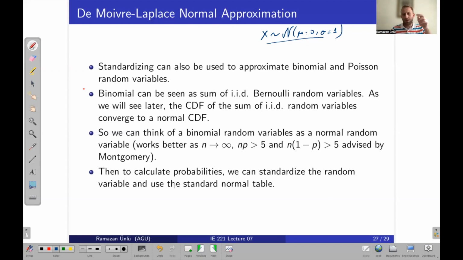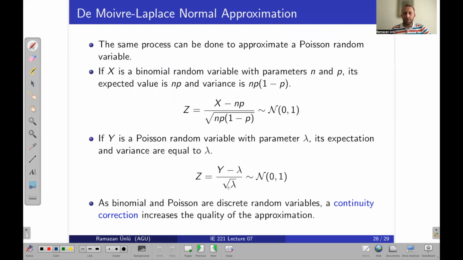What that means is we can standardize those random variables from binomial or Poisson, and we can use the standard normal table. So instead of doing long calculations, which I will show you in an example, we can just use the standard normal table. It is an easy way. And this same process can be done to approximate the Poisson random variables in the same manner.